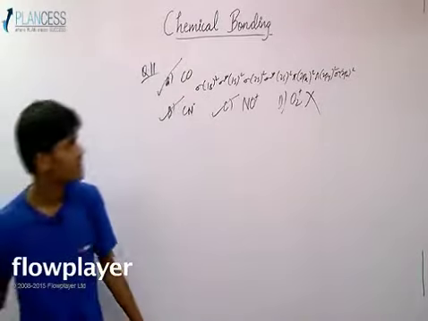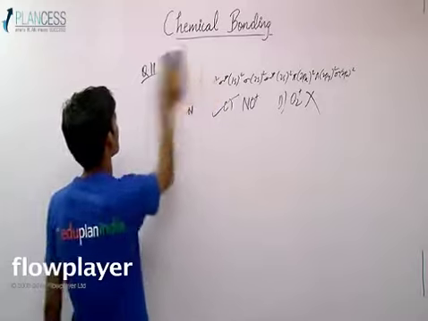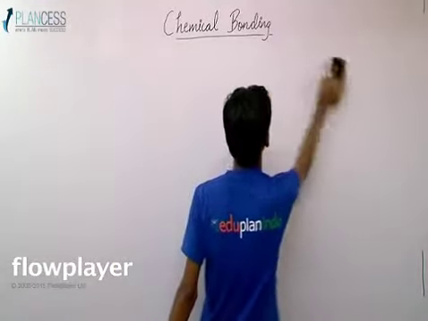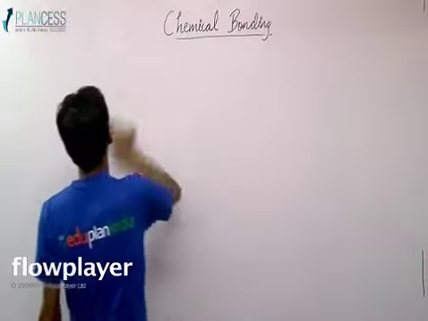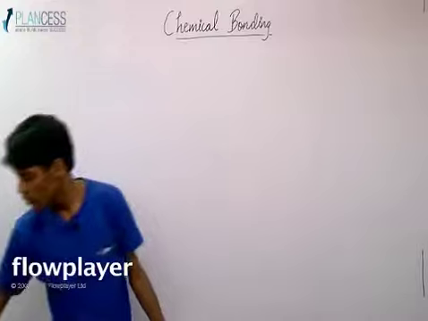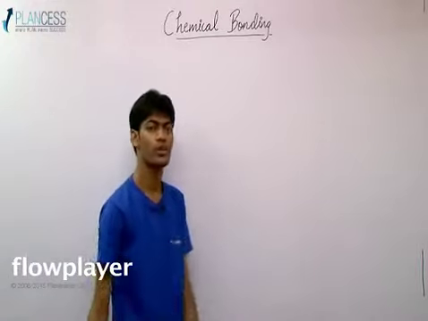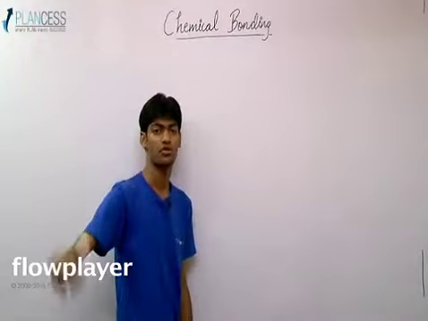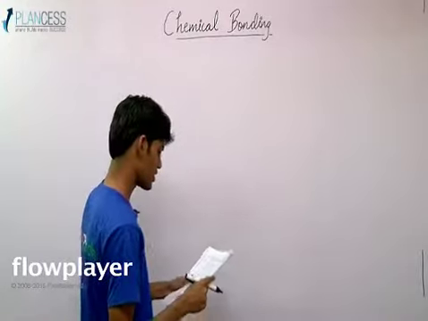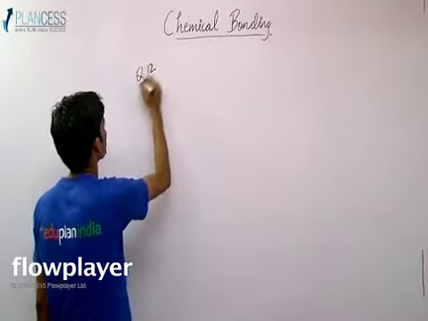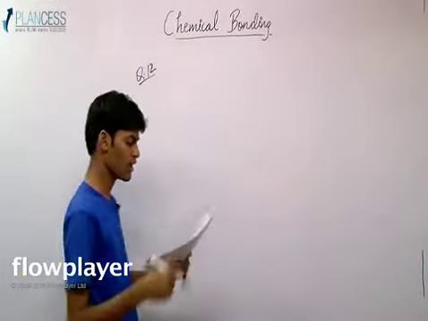Right? So these two questions were based on the MOT and writing the electronic configuration and commenting on the bond order or bond length. You can also comment on the stability of the molecule. The more the bond order, the more would be the stability of the molecule, and bond order is inversely proportional to the bond length. So the next question is the correct order of bond energy.